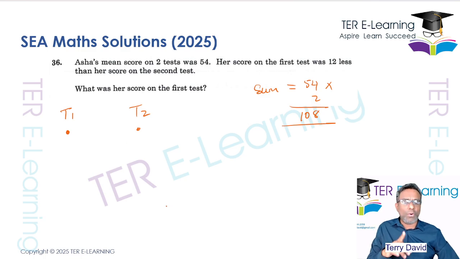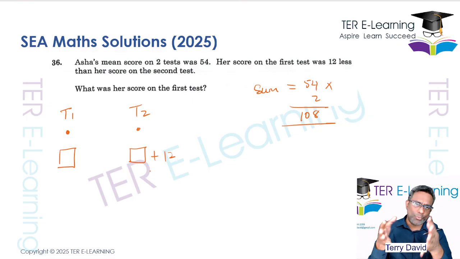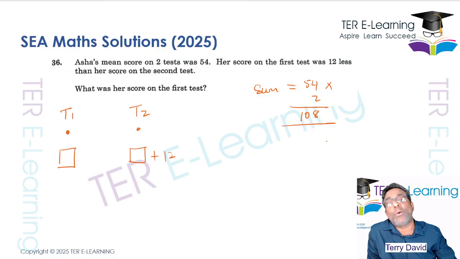Now they said that her score on the first test is 12 less than the score on the second test. So let's put a box here to represent the score on the first. On the second test, she would have actually scored 12 more. Now I generally like to use the plus rather than the minus. So we have test 1, she has a certain score. In test 2, she actually scored 12 more. If we read the question carefully, they said her score in the first test is 12 less. Now when I add up these 2 scores, I should get 108.